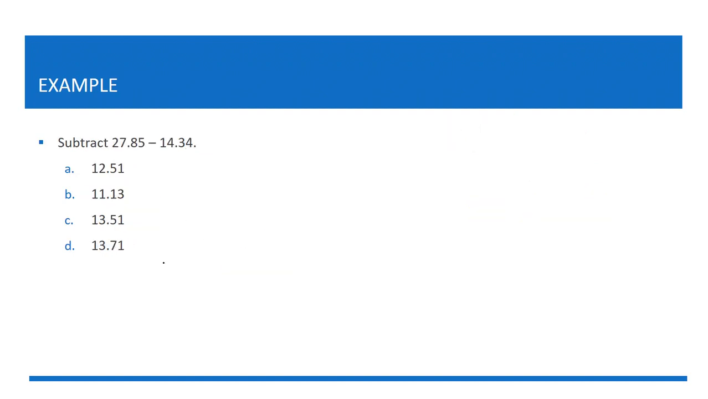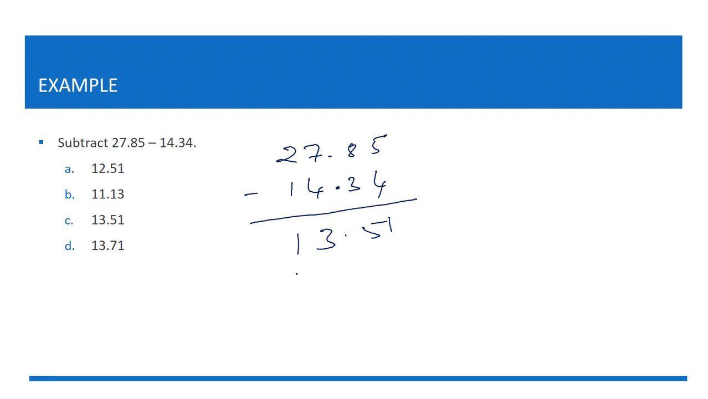Let us check one more example for subtraction, that is 27.85 minus 14.34. So this column-wise arrangement is important here. 5 minus 4 is 1, 8 minus 3 is 5, 7 minus 4 is 3, 2 minus 1 is 1. So the answer is 13.51, right.